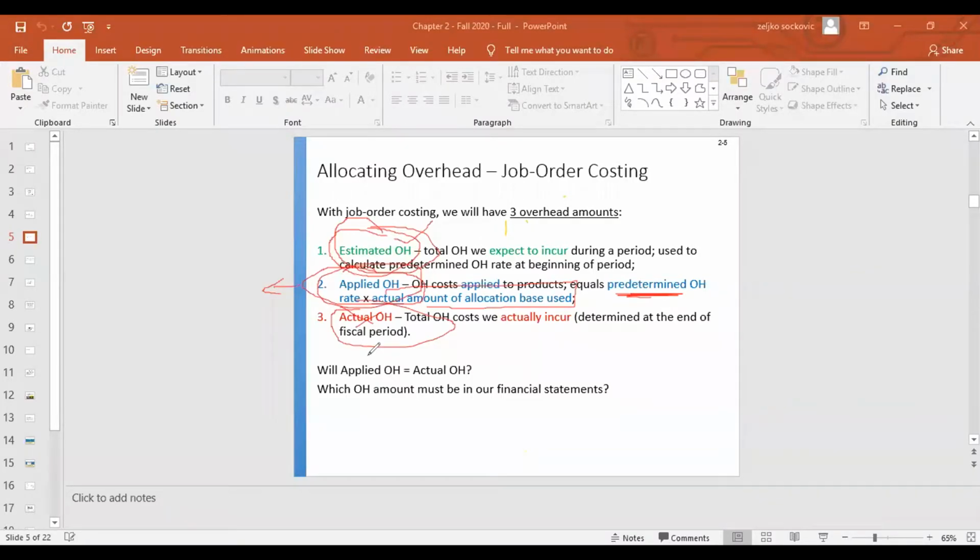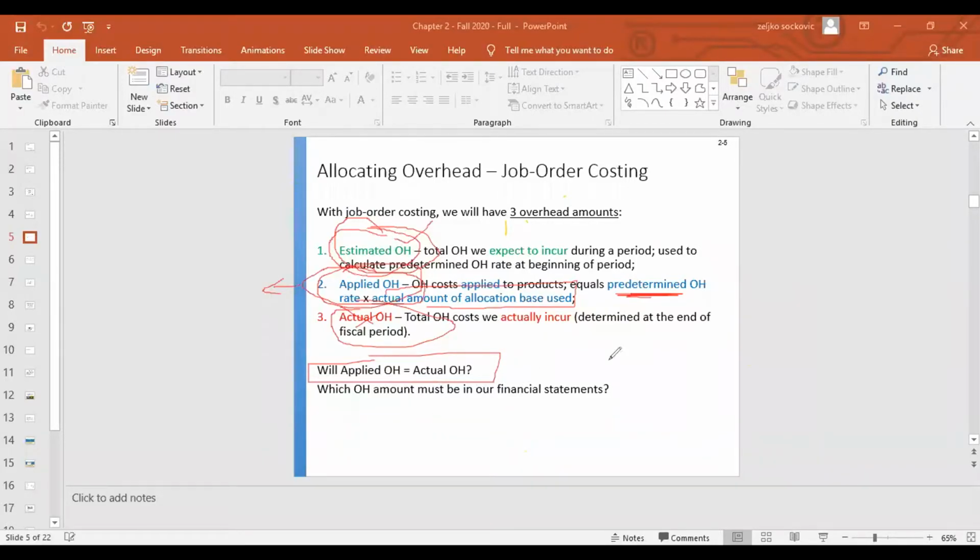Now, at the end, will the overhead that is in our products cost be equal to actual overhead? Well, if we are perfect, if we perfectly estimate things, or if we are lucky, if you want to say, although I don't know if I would call it lucky, then they will be the same. But usually they are not the same, right? Because we are not perfect in predicting what will happen with our estimated overhead, and then also what will happen with our amount of allocation base used.